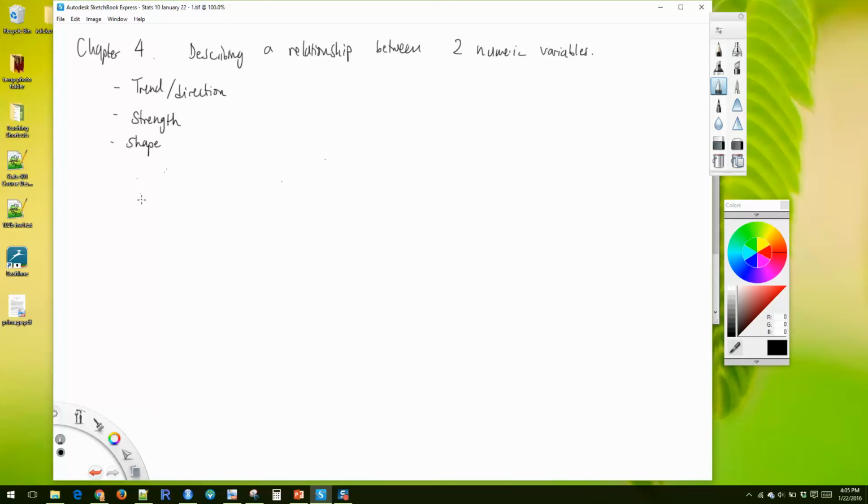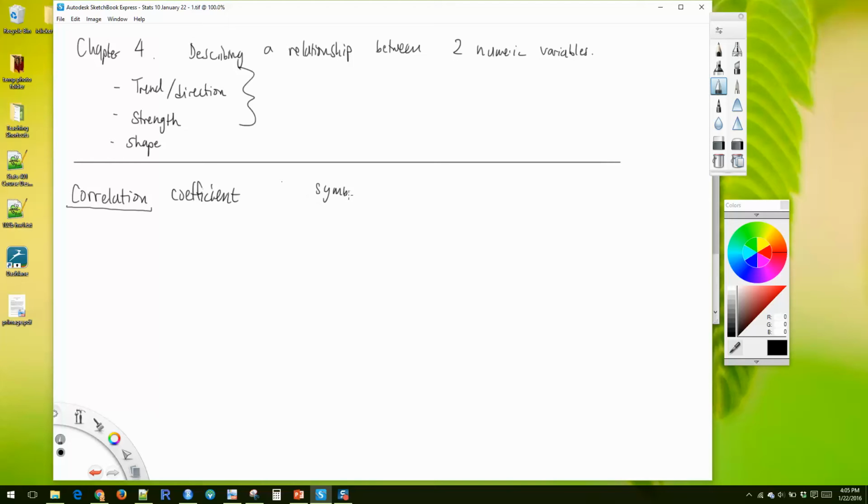Okay, so we have a numeric summary that will tell us the trend or the direction and the strength. This numeric summary is called the correlation coefficient, or just the correlation. Sometimes we'll just say the correlation coefficient. And the symbol is R.